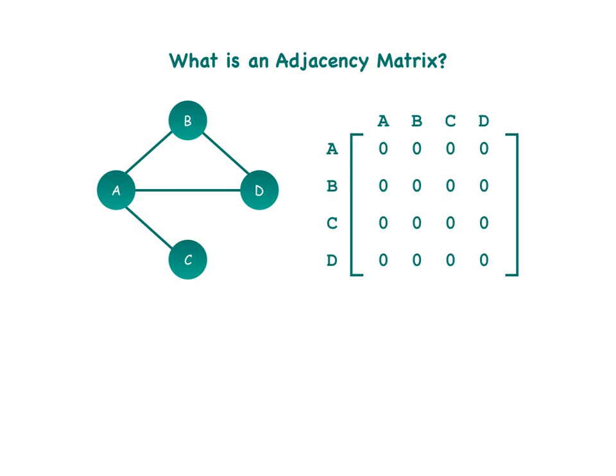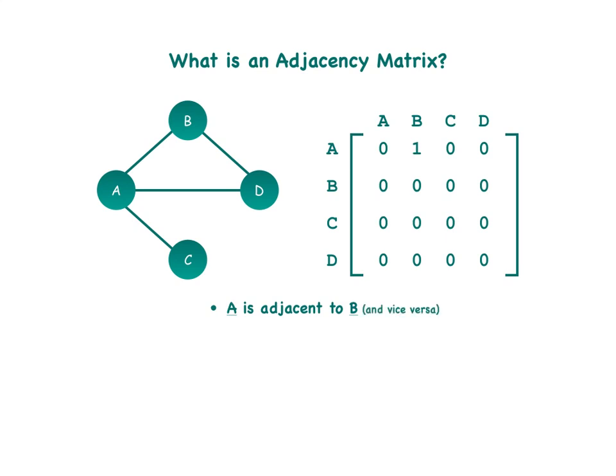Well, for starters, since our graph has only 4 vertices, we're going to have a 4 by 4 matrix, with each row and each column corresponding to a vertex in the graph. Next, we know that A is adjacent to B. So what I'm going to do to my matrix is go to row A, then column B, and set that value equal to 1 to indicate that A is adjacent to B.